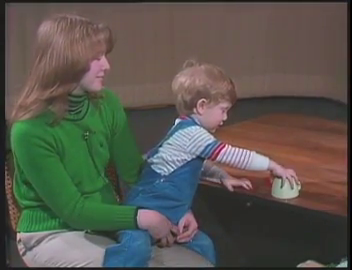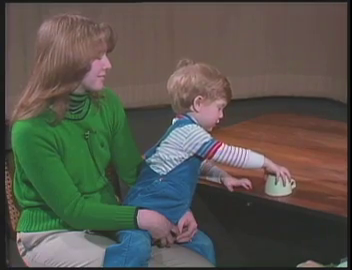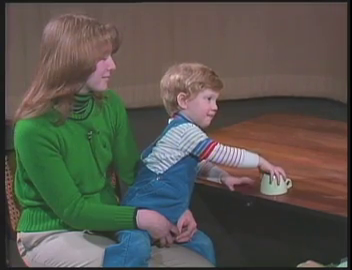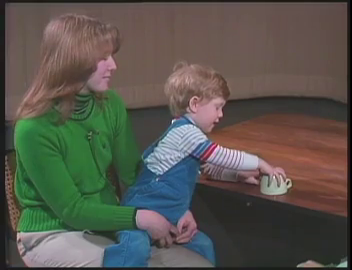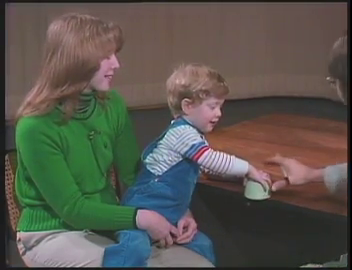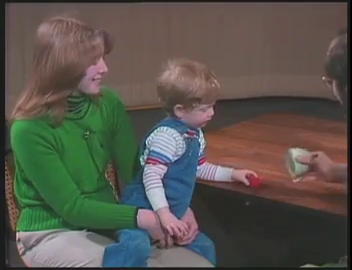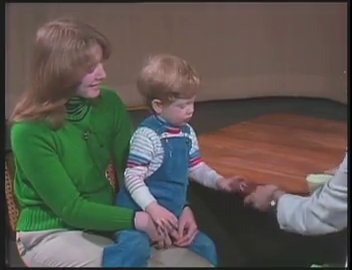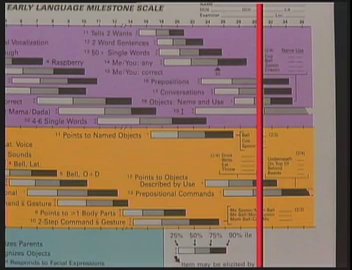Put the block behind the cup. Okay. Put it behind the cup. That's a boy. Thank you. Can I have it? Can I have it? Thank you. This child successfully passed all items administered and therefore passes the ELM Scale screen.